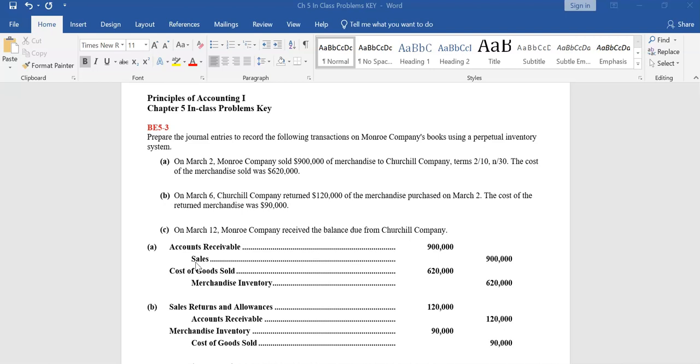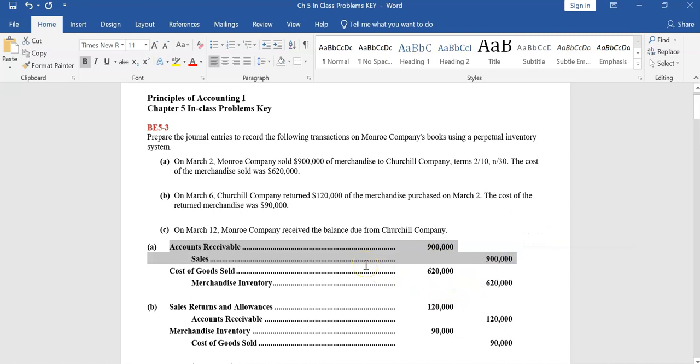Revenues have a credit balance, so to increase revenues, we will credit the sales revenue account for $900,000. Churchill has not paid Monroe for this. Monroe billed Churchill, so we need to record a receivable from Churchill on Monroe's books. So receivables are going up. Receivables are an asset. To increase these receivables, we debit them.